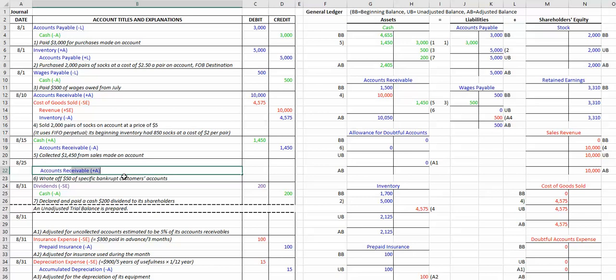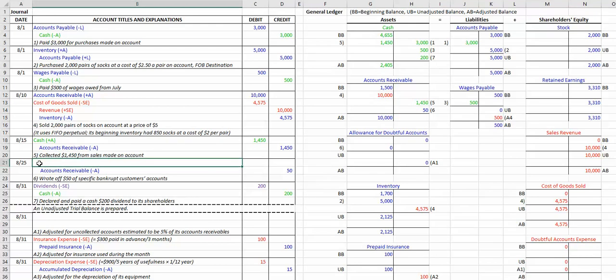because every receivable has a company or a customer's name attached to it. So we are finding that specific customer's account and decreasing it. And that's a $50 write-off. So that write-off is going to reduce our receivables. Now the thought would be that we would expense that.